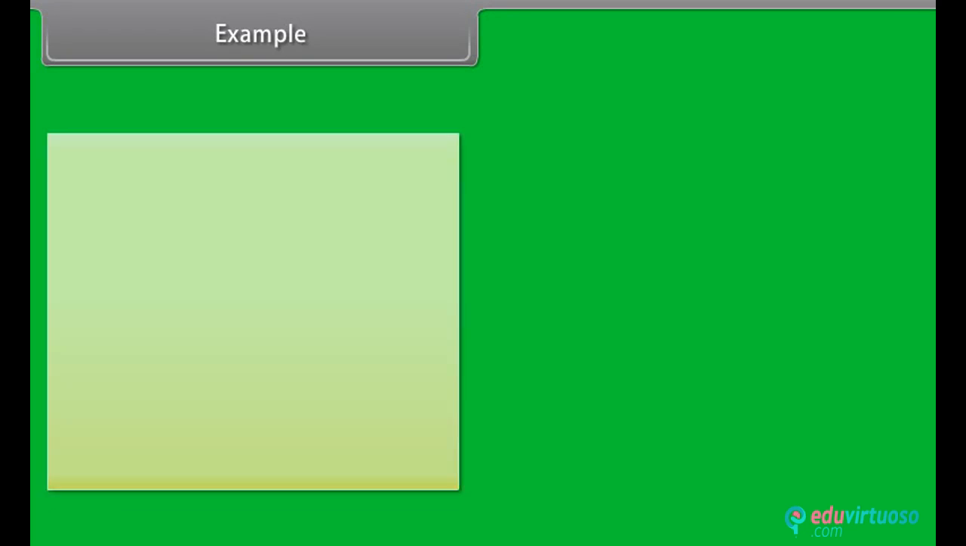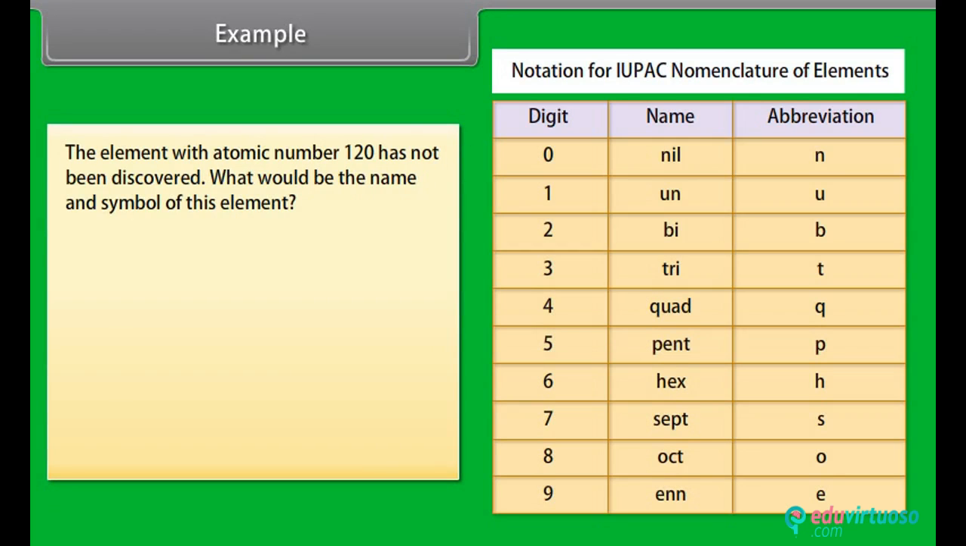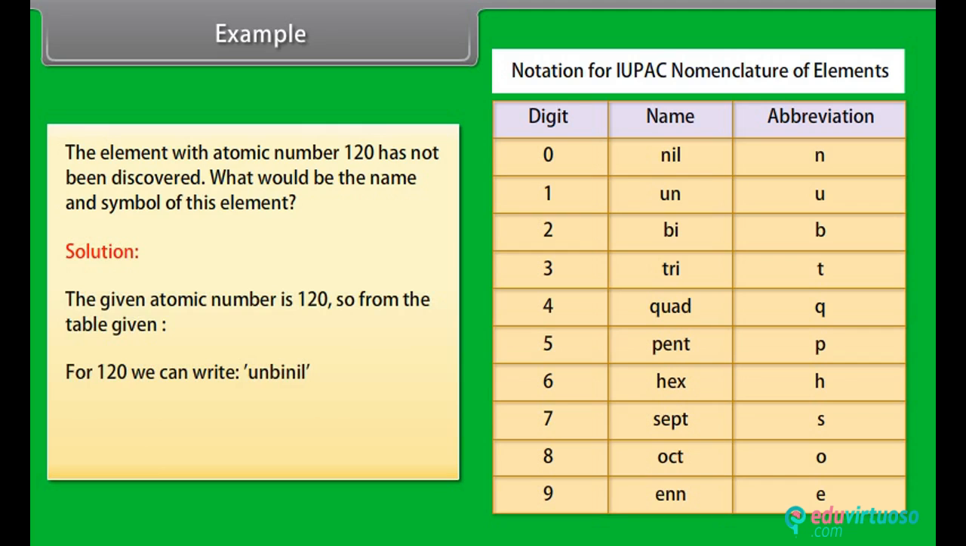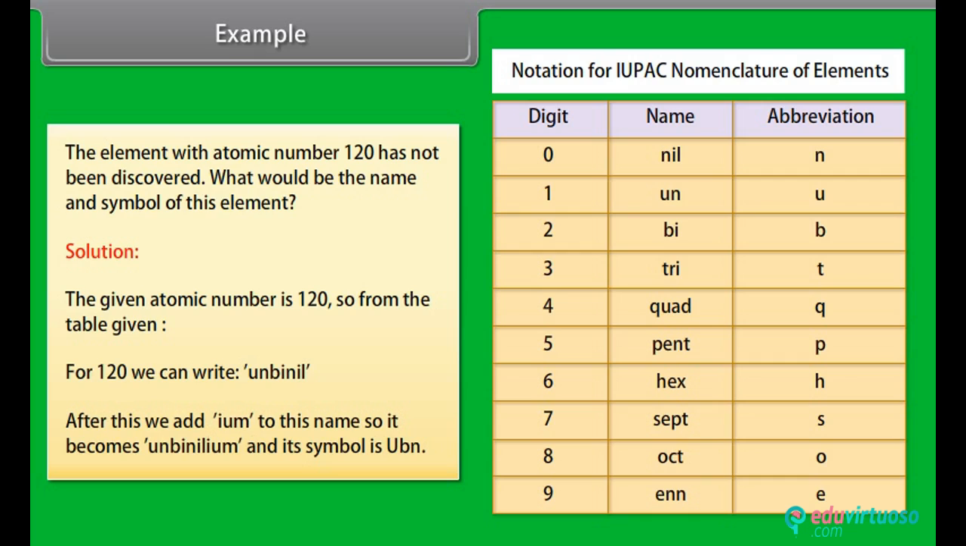Example: the element with atomic number 120 has not been discovered. What would be the name and symbol of this element? Solution: the given atomic number is 120. So, from the table given for 120, we can write unbinil. After this, we add "ium" to this name, so it becomes unbinilium, and its symbol is Ubn.